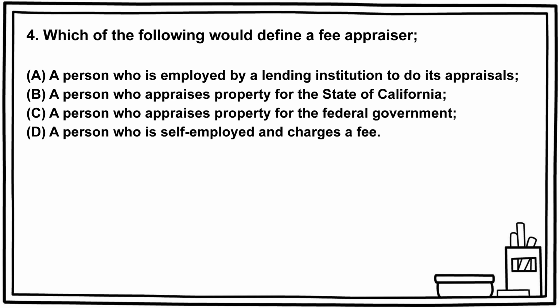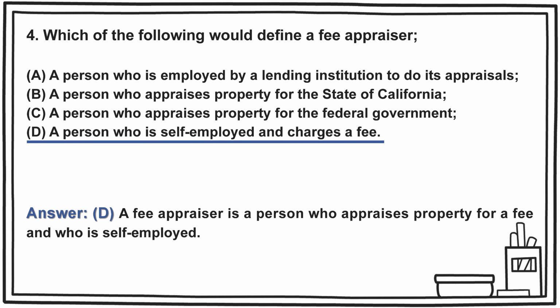4. Which of the following would define a fee appraiser? A. A person who is employed by a lending institution to do its appraisals. B. A person who appraises property for the state of California. C. A person who appraises property for the federal government. D. A person who is self-employed and charges a fee. Answer: D. A fee appraiser is a person who appraises property for a fee and who is self-employed.